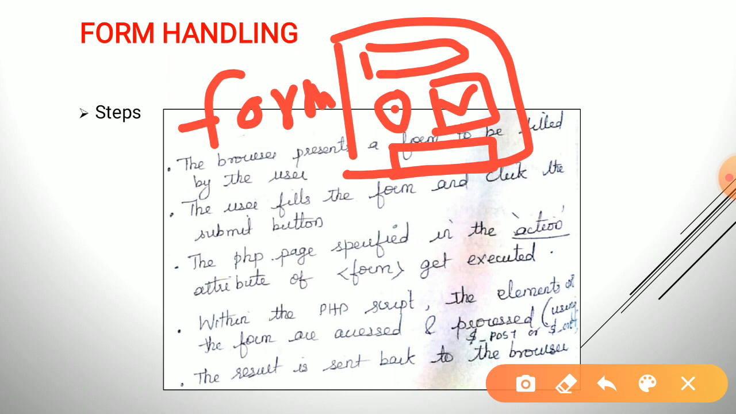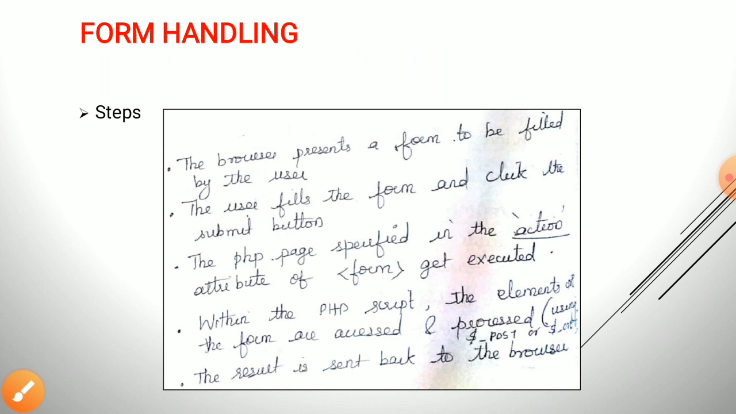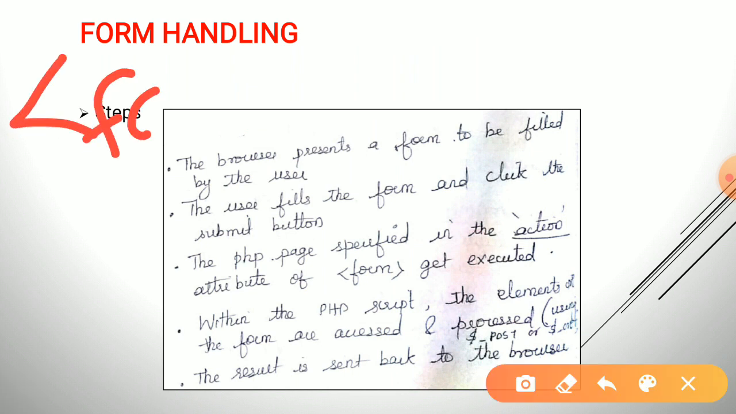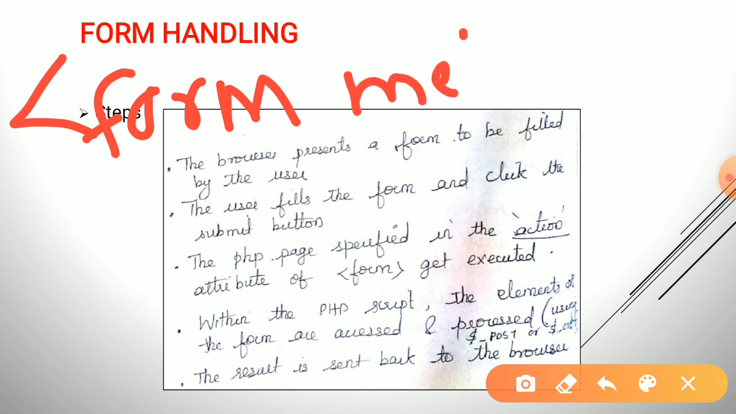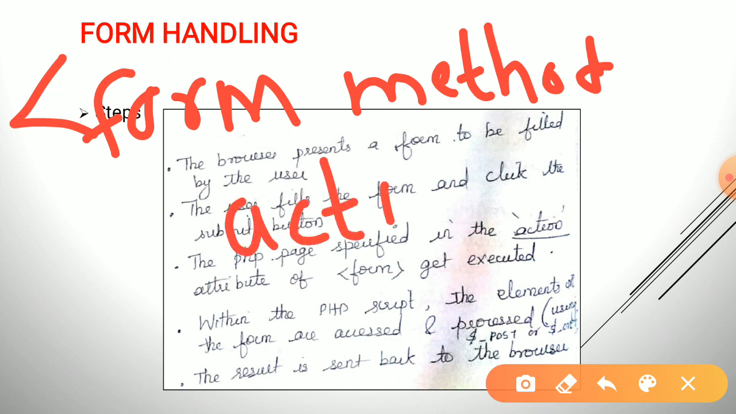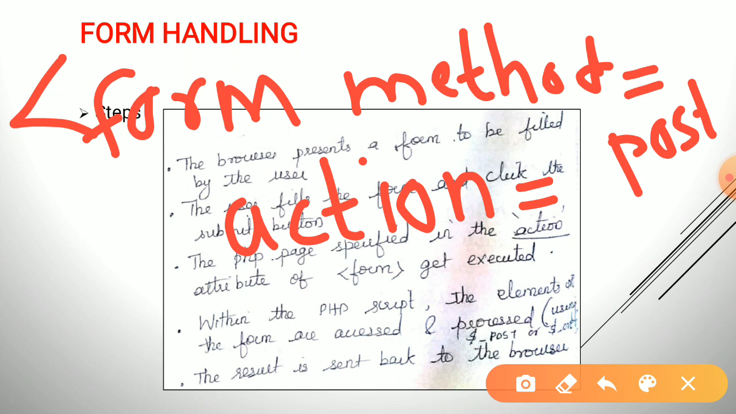All these controls come under a form tag, right? Everything comes under a form tag, and this form tag has mainly two attributes. One is method and the second one is action. Method means we can give the method as post or get.